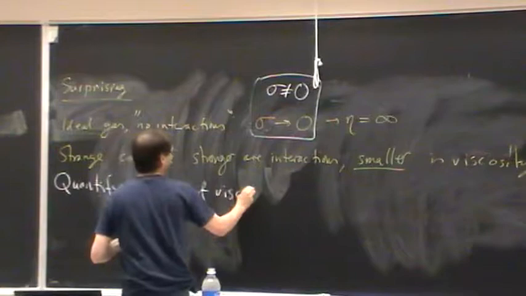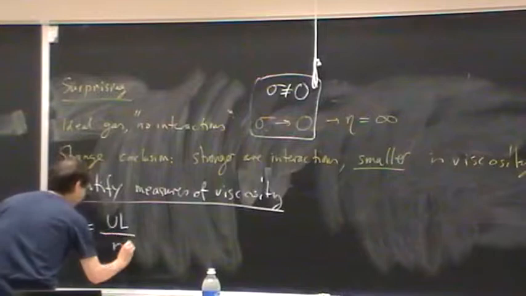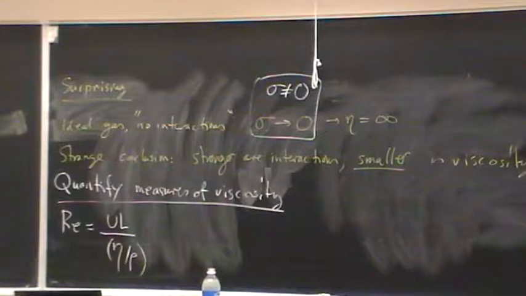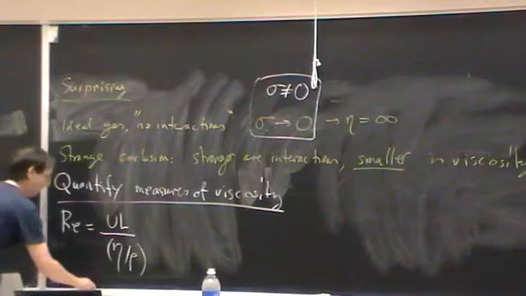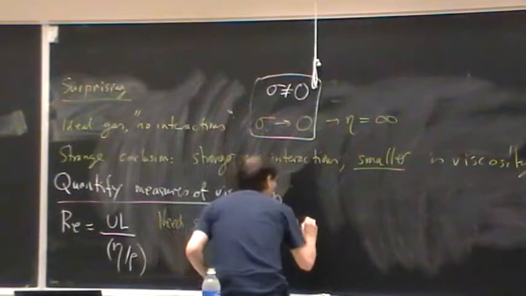So how are we going to do that? Well, you could just look at the Reynolds number. So the Reynolds number is UL over ν. So that's certainly one dimensionless measure. But that involves the actual flow itself. It doesn't involve the properties of the material. So what we need is something more molecular, something more intrinsic to the material.